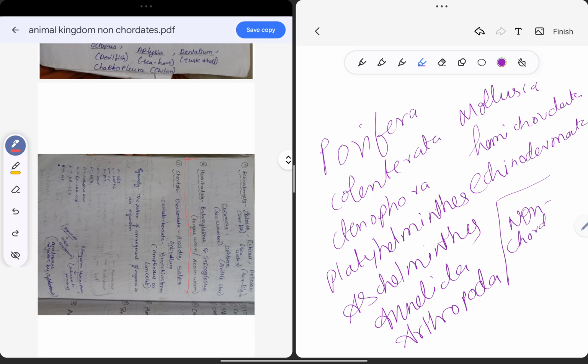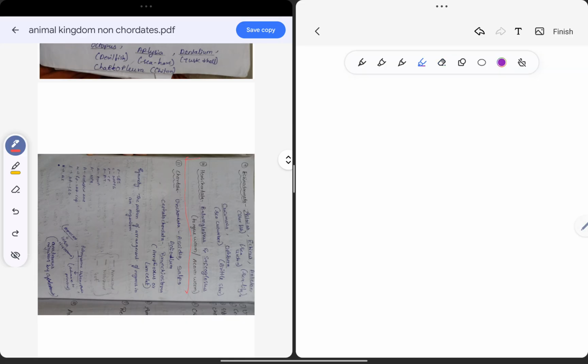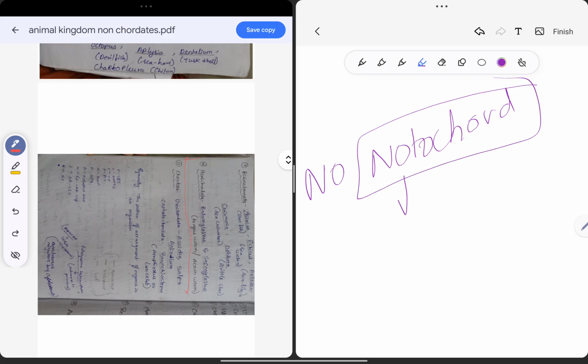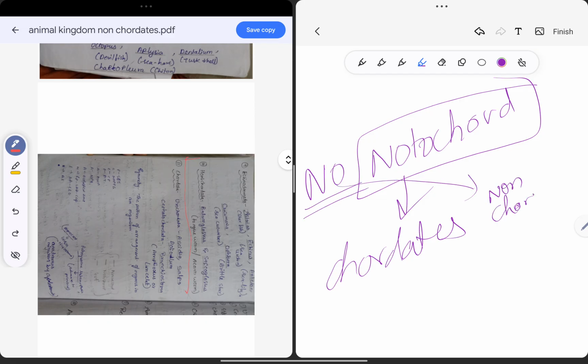Why are they called non-chordates? The question is asked like that. They are called non-chordates because they have no notochord. If it was present, then that would be called a chordate. As it is not present, that's the reason why it's called non-chordates.